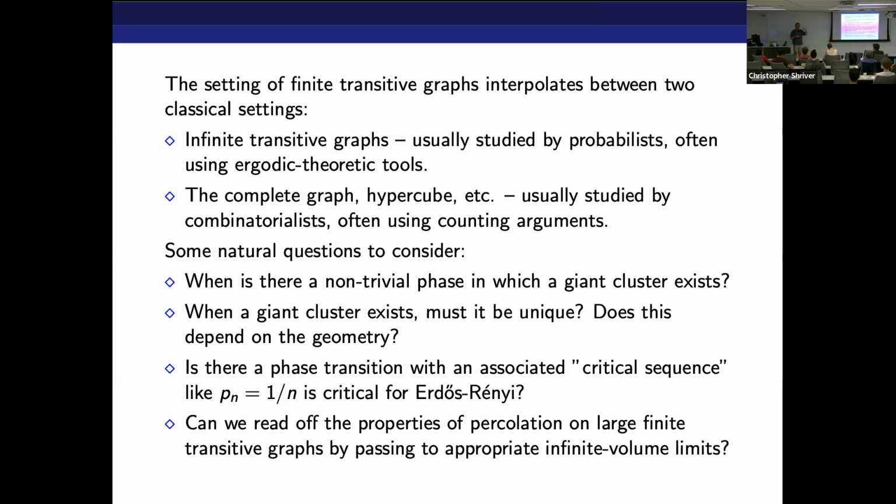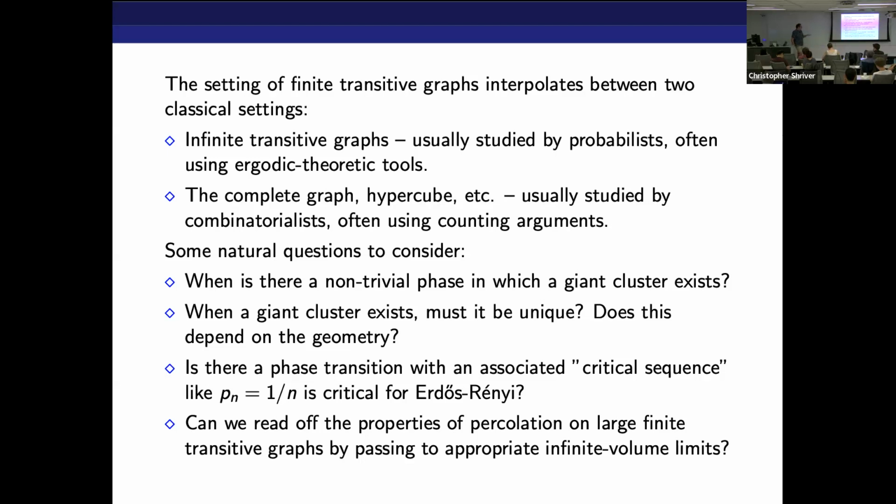Okay, so this interpolates between these 2 settings: the setting of infinite transitive graphs, where there's been a lot of work at very high levels of generality, often using ergodic theory tools, and then this traditional finite graph setting, like the complete graph, hypercubes, and so on, which was studied with quite a distinct set of tools by a fairly distinct community. Okay. And some questions we're going to be interested in are, first of all, when do we have this supercritical phase? Like if you do a cycle or something, you have to take p really close to 1 before you see giant clusters. When can we guarantee the existence of a non-trivial phase where we have giant clusters? Secondly, when we do have giant clusters, must it be unique? And does this depend on the geometry in some interesting way?